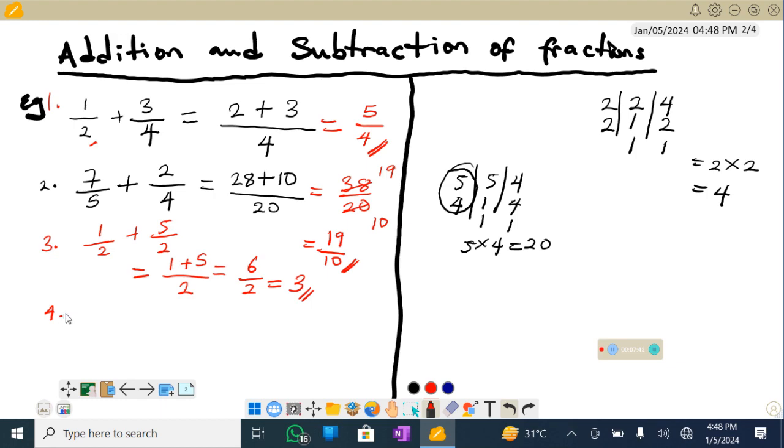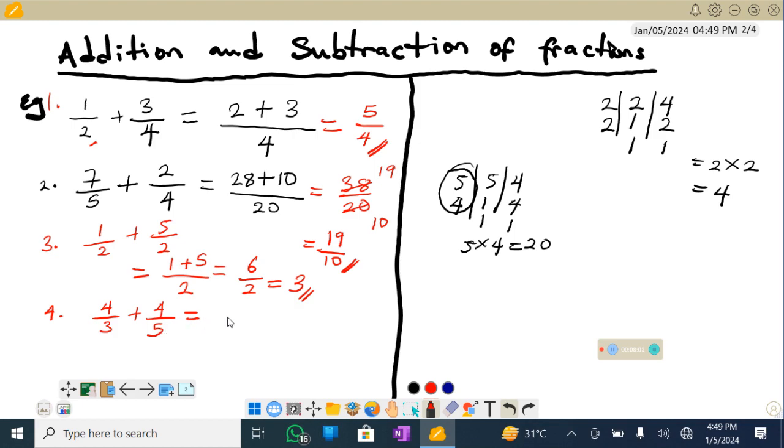Let's take an example for that. Let's assume that we have 4 over 3 plus 4 over 5. Okay, so what do we do? LCM of 3 and 5, I believe you can work that out. You can pause the video, work it out, and check your answer when you have played the video.